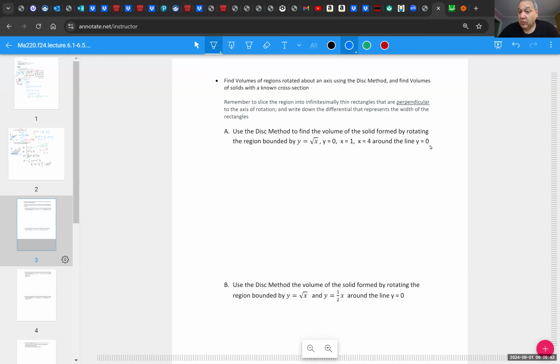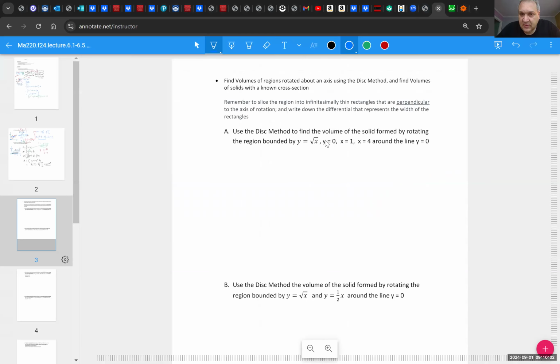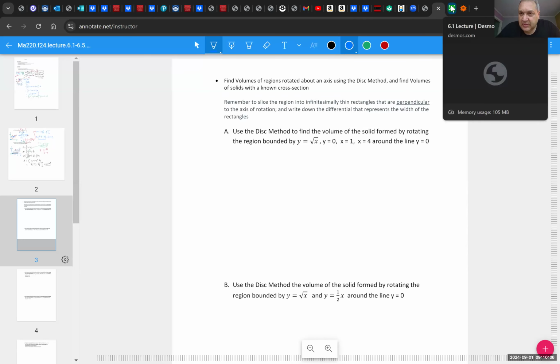Let me give you a picture of what this looks like. We have the square root of x graph, with 0, 1, and 4. Here's the square root of x graph right there. We're also doing x equals 0, which starts here, y equals 0, x equals 1, and x equals 4.